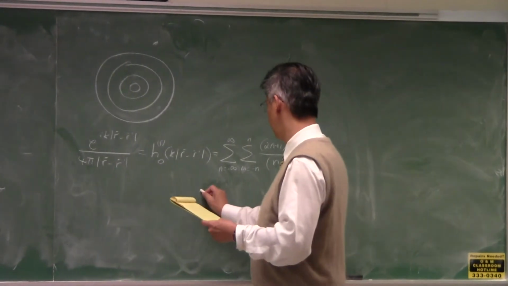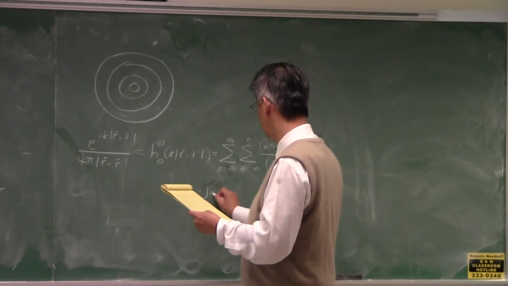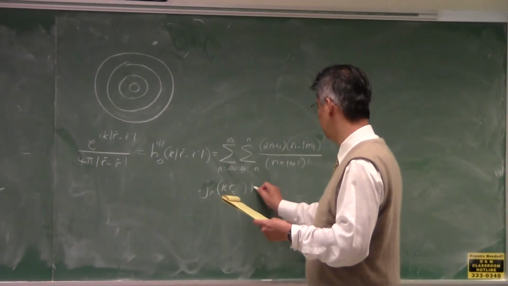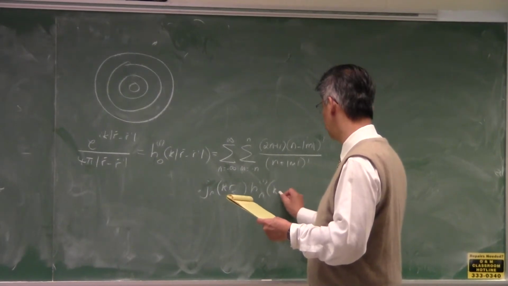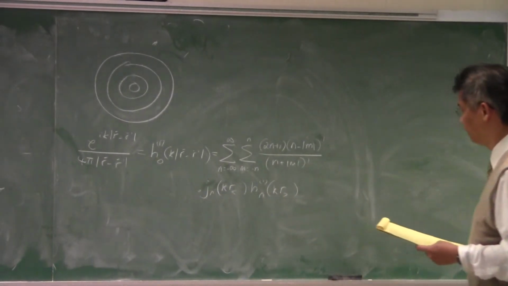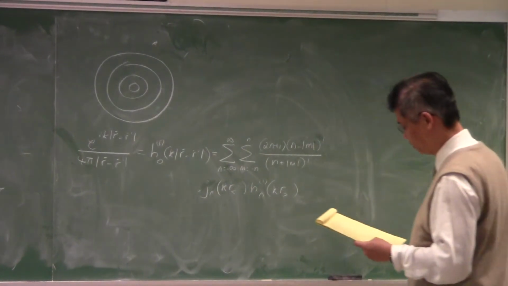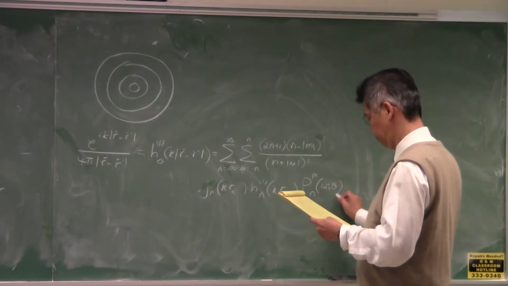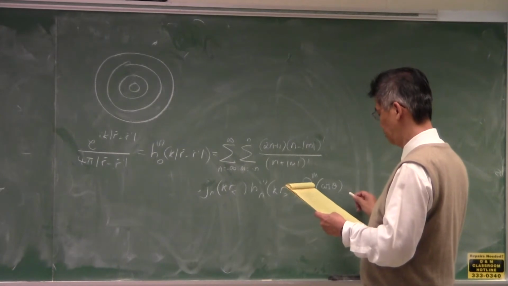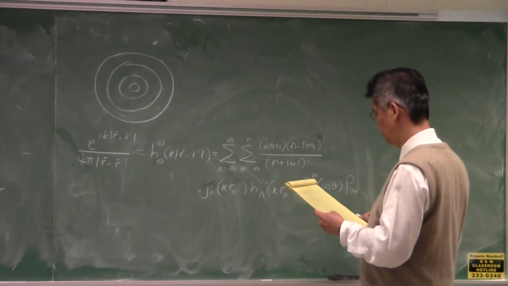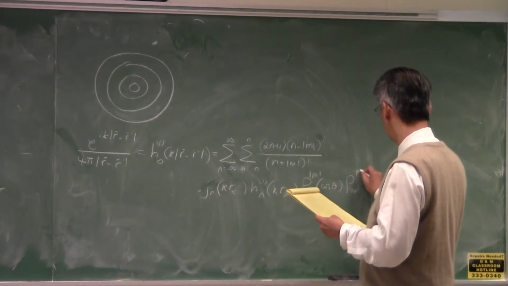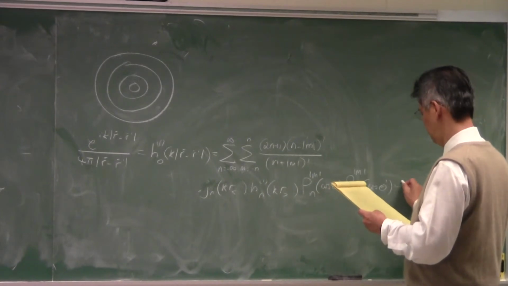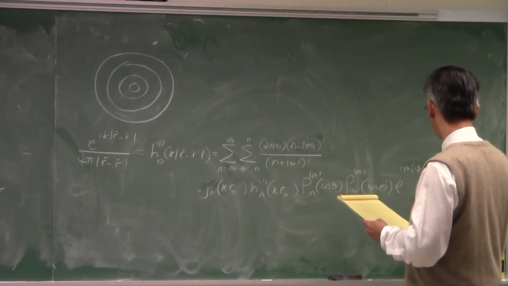Times the spherical Bessel function of r less than, I'll explain to you what r less than is in a moment, spherical Hankel function of the first kind of nth order of r greater than, and then P_n^m(cos theta) P_n^m, there actually should be a magnitude here, (cos theta prime) e^{im(phi - phi prime)}.